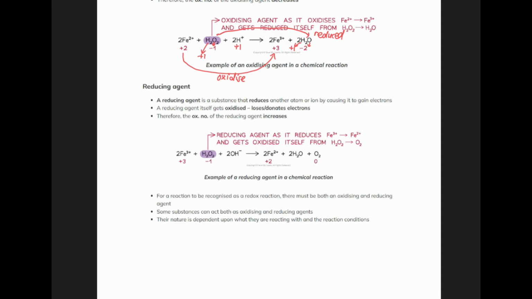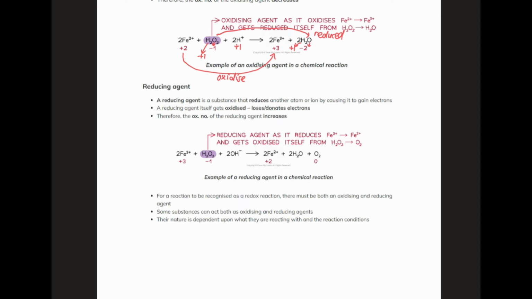For a reaction to be recognized as a redox reaction, there must be both an oxidizing and reducing agent. So that means a redox reaction is where oxidation and reduction happen at the same time. Okay, so that means there is somebody who is going to become the oxidizing agent and somebody who is going to become the reducing agent. So these two characters are there at the same time.